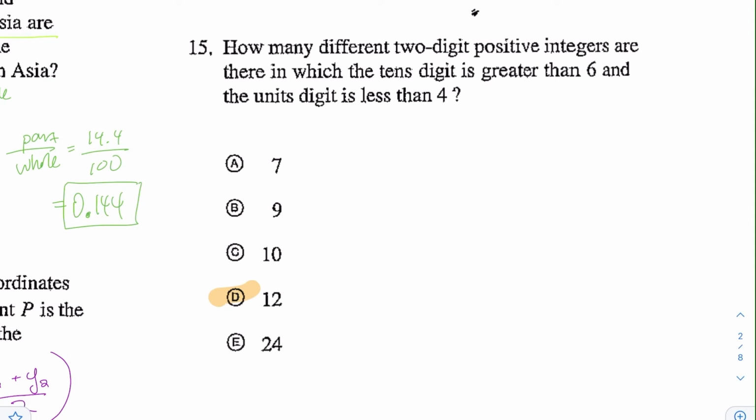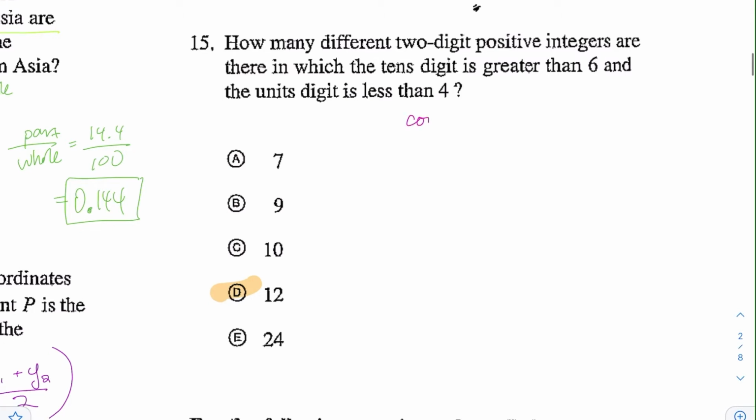Next, for number 15, how many different 2-digit positive integers are there in which the tens digit is greater than 6 and the units digit is less than 4? So this is really just a counting principle question, or a tree diagram. In this case, you have 2 possibilities, one for the tens place, one for the ones place. And here for the tens place, you want the tens digit to be greater than 6. So that's going to be 7, 8, or 9. So you have 3 options here.